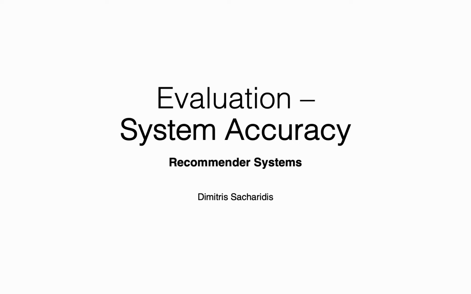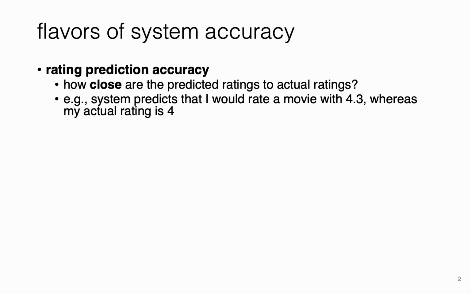In these slides, we will start discussing how to evaluate recommendations. We will focus here on system accuracy. So when we talk about system accuracy, there are three aspects that we might refer to. First is rating prediction accuracy. This measures how close the predicted ratings to the actual ratings are.